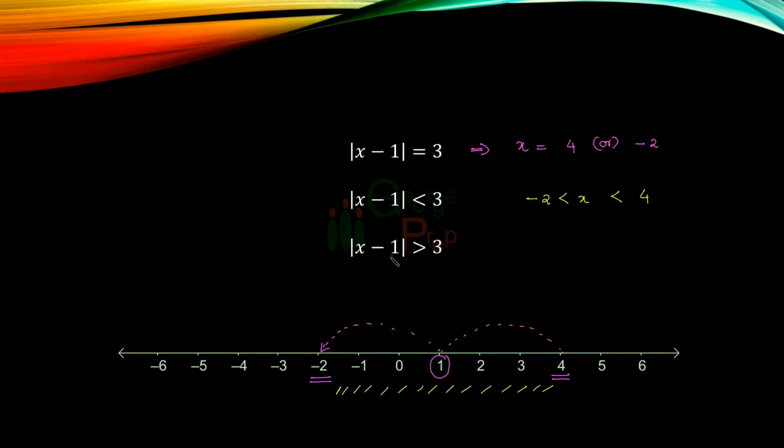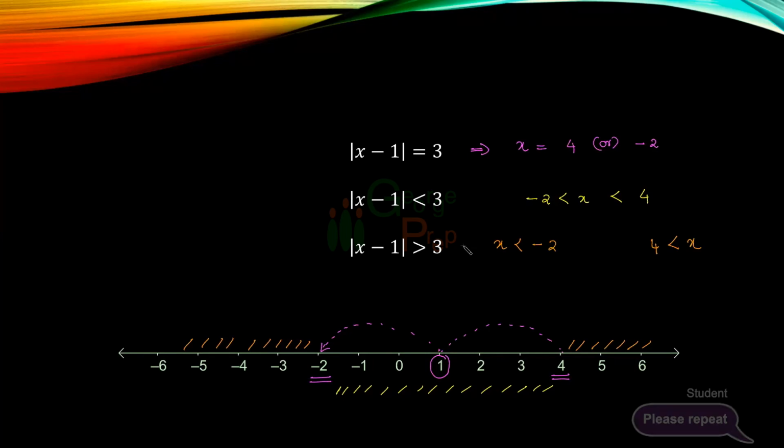Now if we come to the next one, where we see the distance of x from 1 should be greater than 3. If it has to be greater than 3, then it has to lie outside this. So I can put minus 2 and 4, but this time x has to be outside. So x should be less than minus 2 or x should be greater than 4.